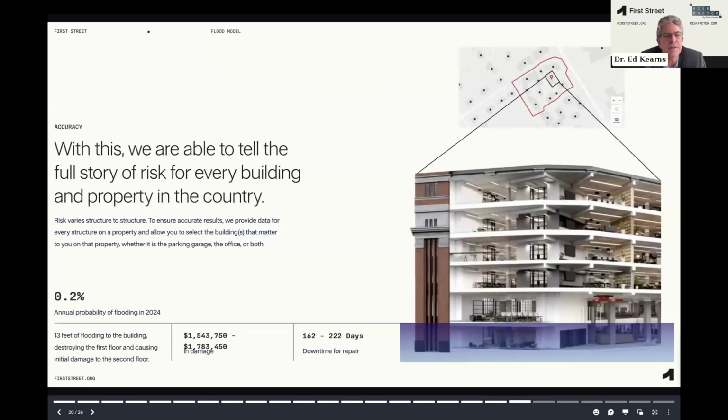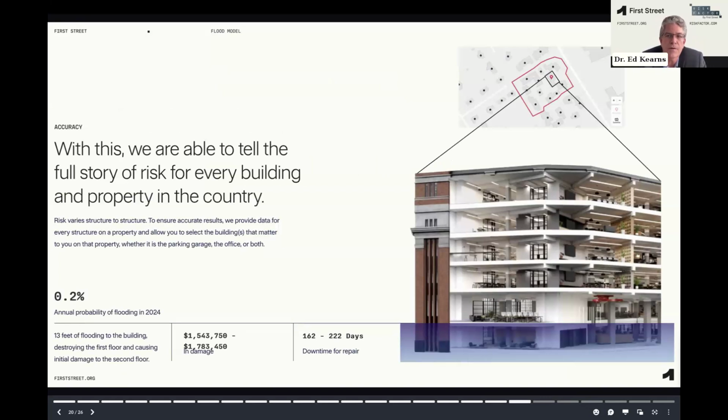One of the other things that's very important too, particularly for commercial facilities, is how long that building is going to be out of service. Is it not going to be generating income for a business? Often the downtime for repair, the cost related to that, can exceed the physical repair cost of the building.